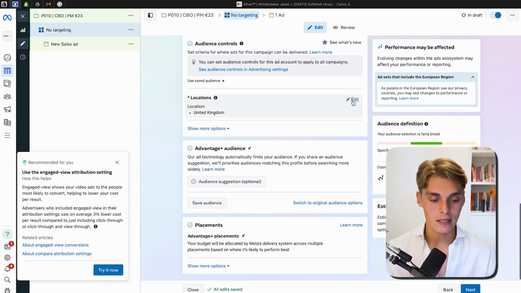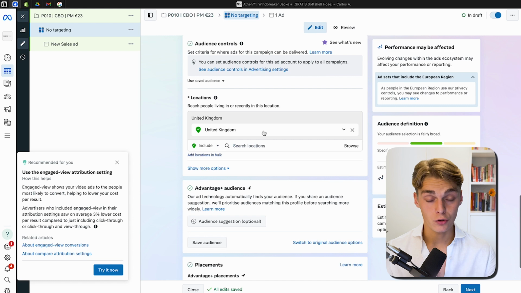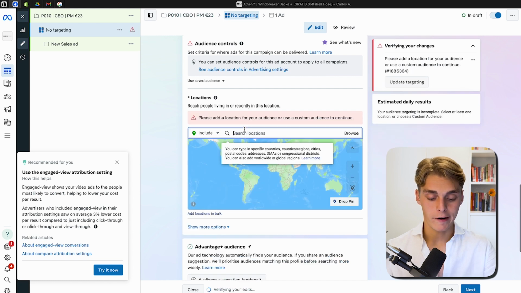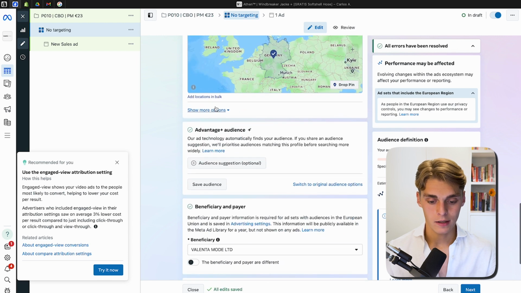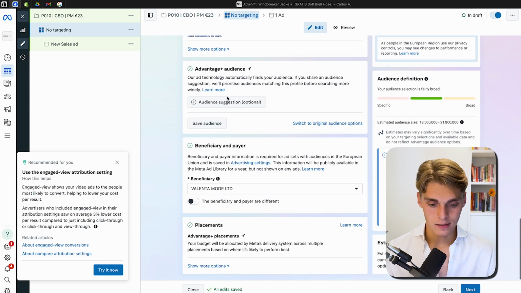Then we scroll down, and in here, you're going to use your markets. So if you're going to use UK, you're going to use UK. If I would do it right now for myself, I use Germany, of course, for my German store, right? I scroll down, and in here, this is all good. And we click on next.